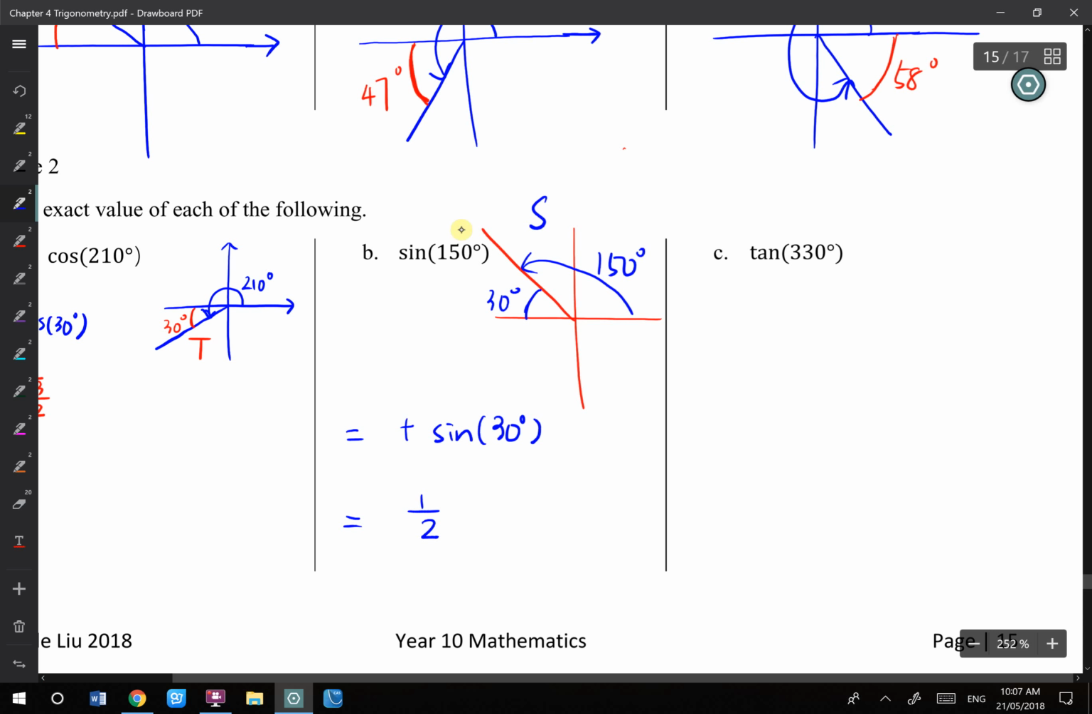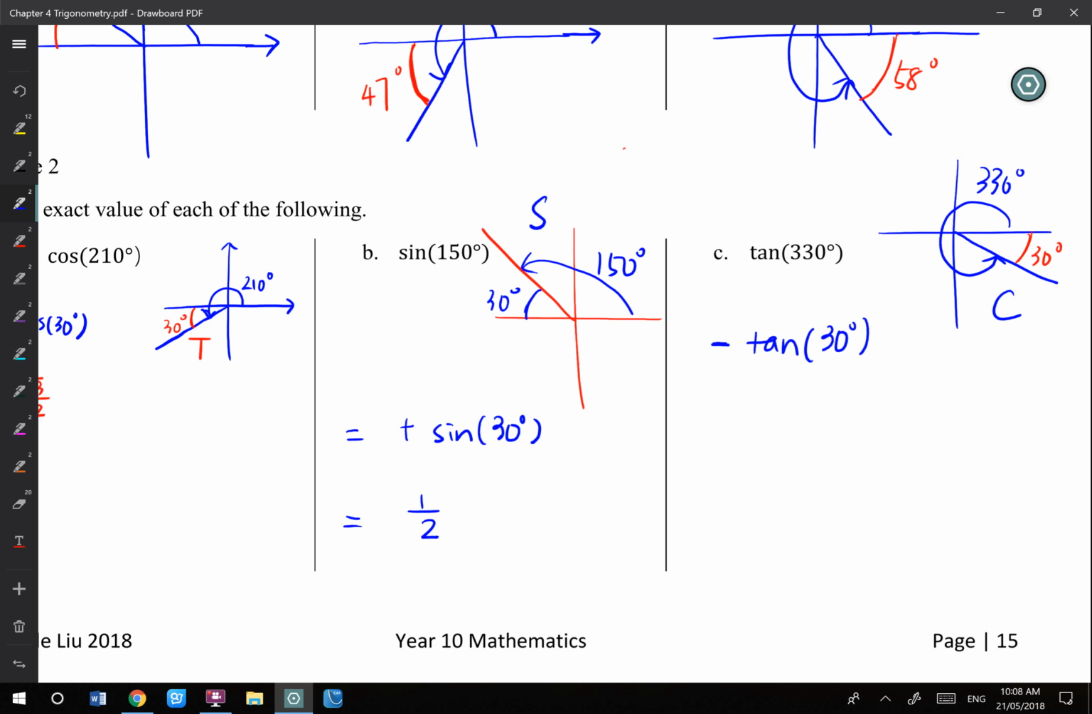The next one is tan 330. Tan 330 is here. So 330 is this one here, and the reference is 30 degrees. So first of all, I will change tan 330 to tan 30 using the reference. But this quadrant belongs to the cosine quadrant, so tan needs to be negative. So we put a negative in front.